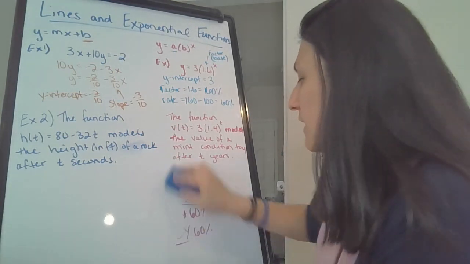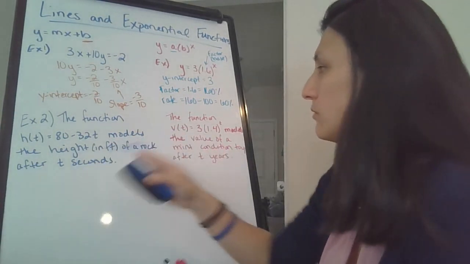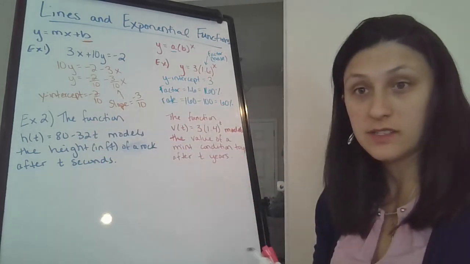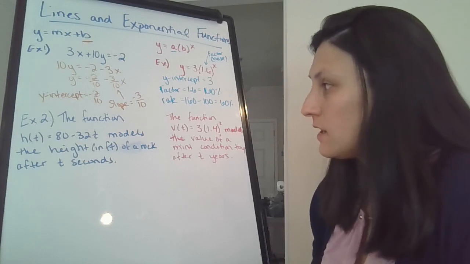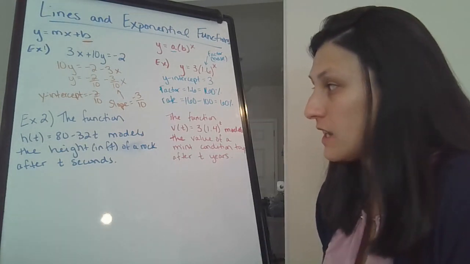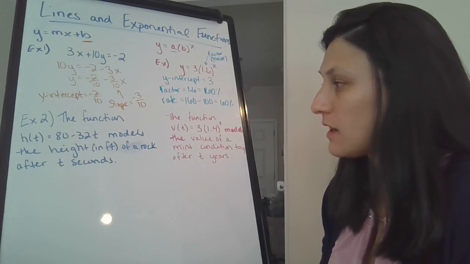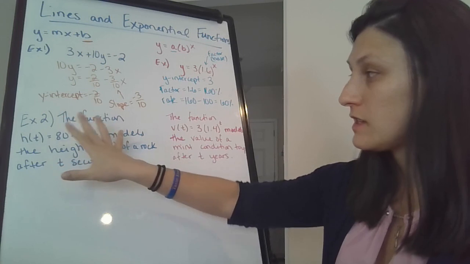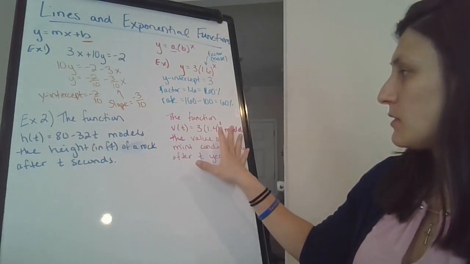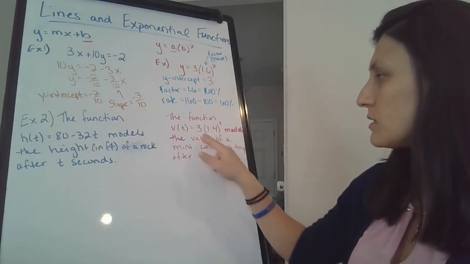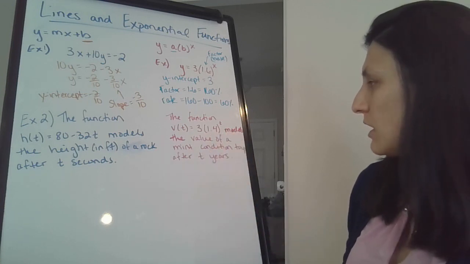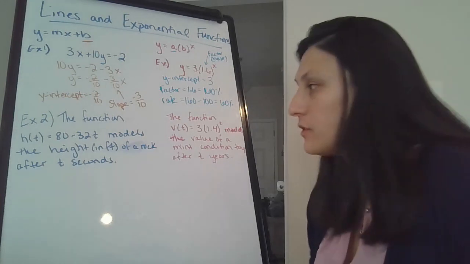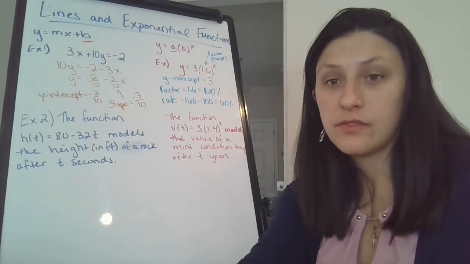Okay, so now we're going to look at 2 word problems, each showing us these 2 functions. So the first one says, the function h of t equals 80 minus 32t models the height in feet of a rock after t seconds. This is a linear example. And then this other example says the function v of t equals 3 times 1.4 to the t models the value of a mint condition toy after t years. Okay, so you can see that these are 2 different ideas.